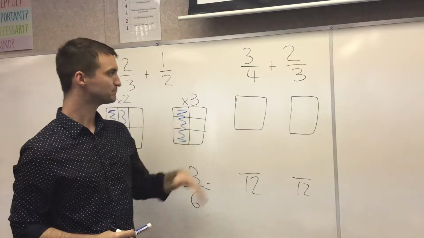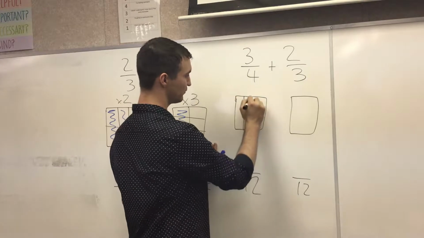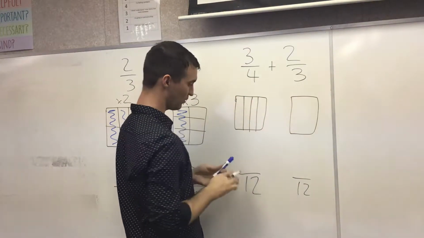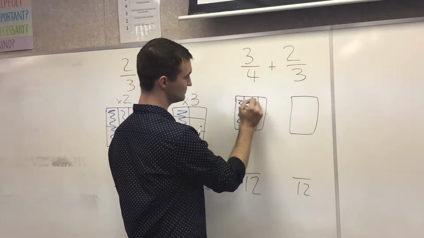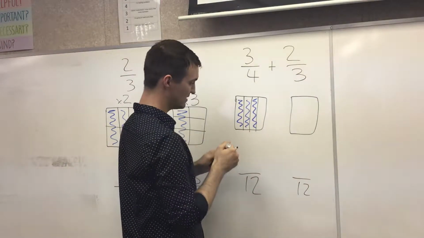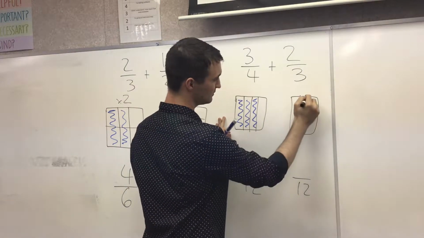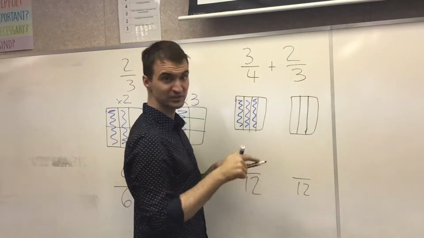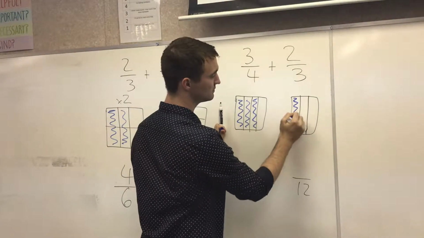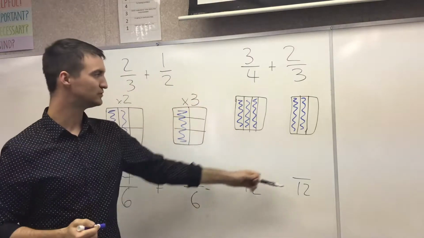And so I'm going to take this, I'm going to shade in 3/4 of it. So take that. Okay. Now I have 3/4 right here. And over here, I'm going to take this and divide it into 1, 2, 3 thirds. And I'm going to shade in 2/3 of it. Now, I've got to make these into 12ths now.